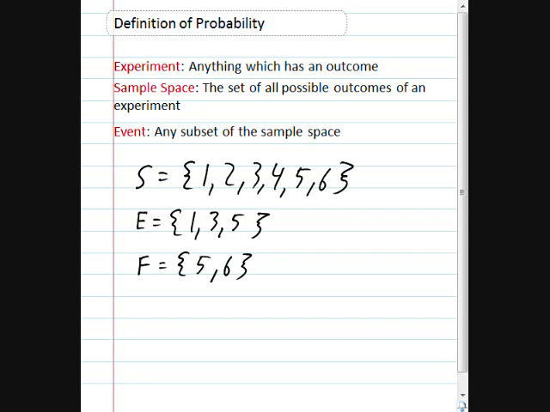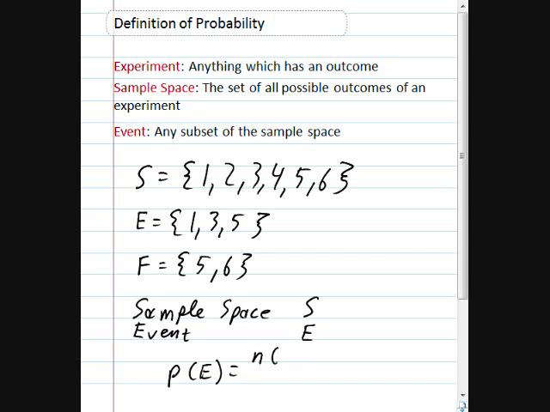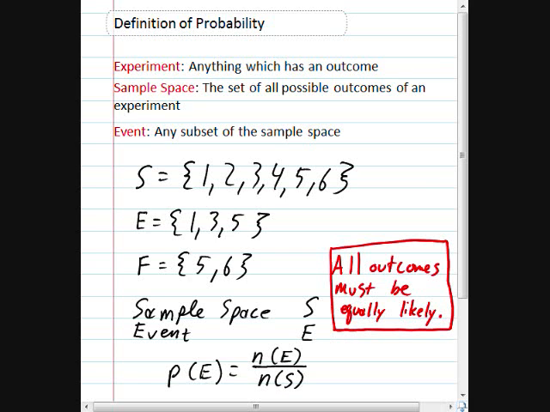Probability is a measure of how likely an event is to occur. So given any event of an experiment, we'd like to be able to figure out the likelihood that that event would occur. Given any experiment with a sample space S containing equally likely outcomes and an event E, the probability of E can be found by counting up the number of elements in the set E and dividing it by the number of elements in the sample space. It is important to remember that all outcomes in the sample space must be equally likely.